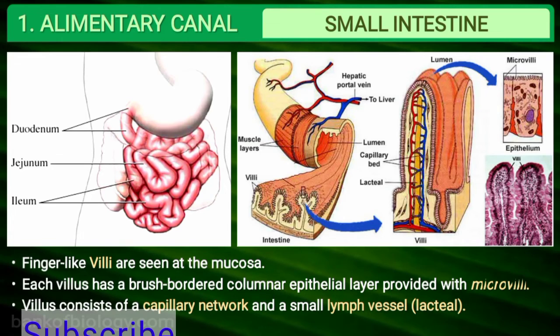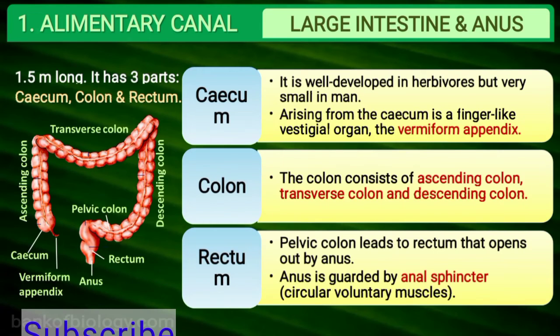A villus consists of a capillary network and a small lymph vessel called the lacteal. Now the large intestine and anus. In actual, the large intestine is 1.5 meters long. It has three parts: cecum, colon, and rectum. The cecum is well developed in herbivores, those that eat plants and grasses, but very small in man. Arising from the cecum is a finger-like vestigial organ called the appendix, the vermiform appendix. That is vestigial in humans, but in other animals, because they eat grasses and plants, it is functional.